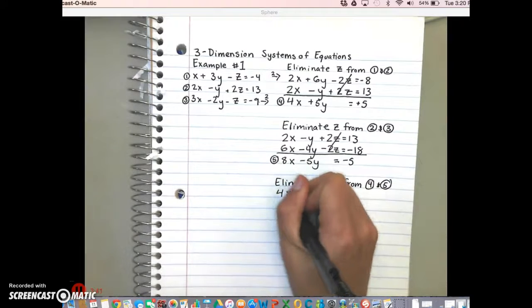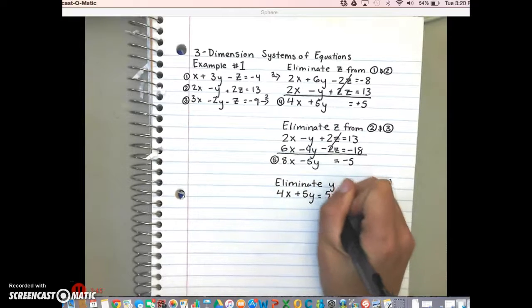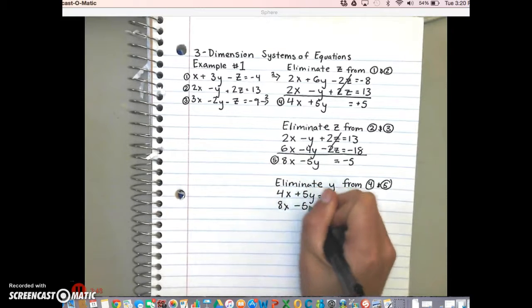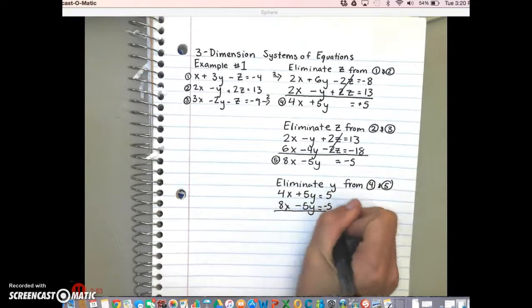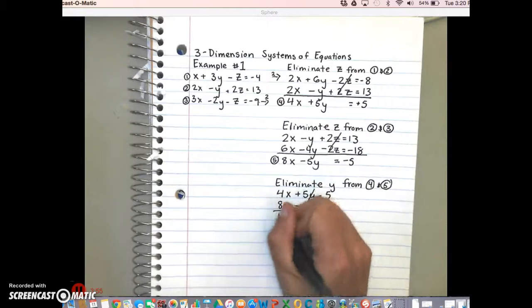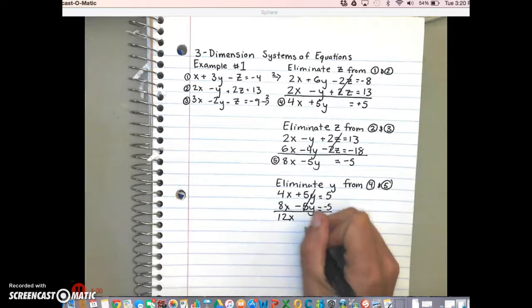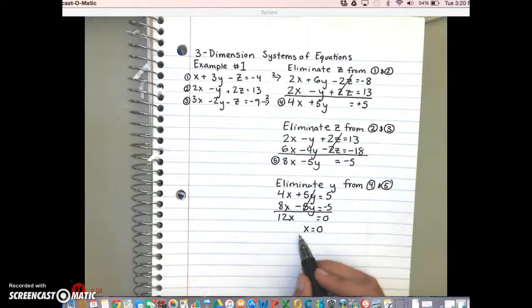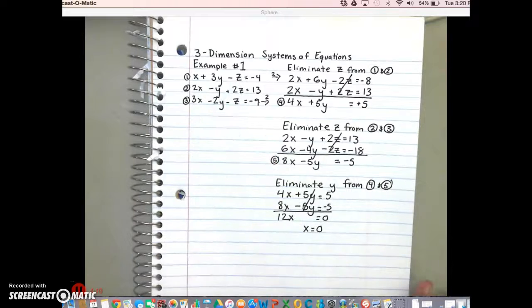The reason why I chose to eliminate y is because I already have the opposite coefficients. 8x minus 5y equals negative 5. So my y's cancel out. I'm left with 12x equals 0, and when I divide by 12, I get x equals 0. Here's the first piece to my answer. We are not done here. We need to solve for x, y, and z.